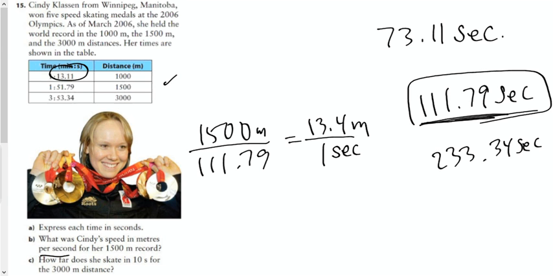And it says, how far does she skate in 10 seconds for the 3,000? So we're going to put the 3,000 here, and we're going to put our time for the 3,000 in seconds of 233.34. Oh, 3,000, thank you.